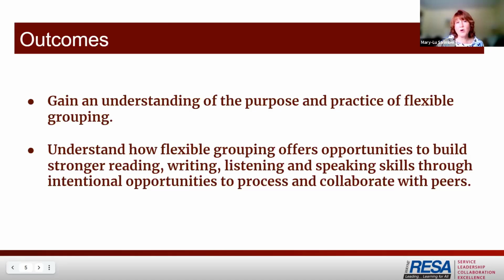Another thing is offering really wonderful opportunities for our kids to become better readers and writers and listeners and speakers, with intentional opportunities. So being mindful of when and how we're using flexible grouping.